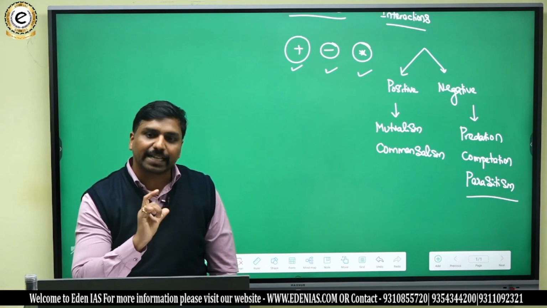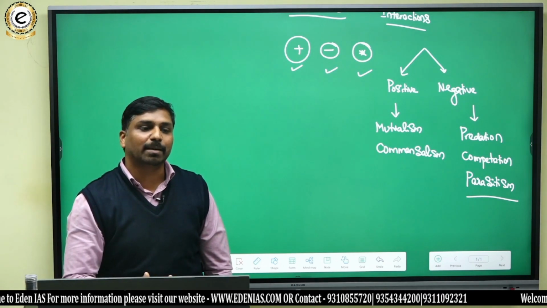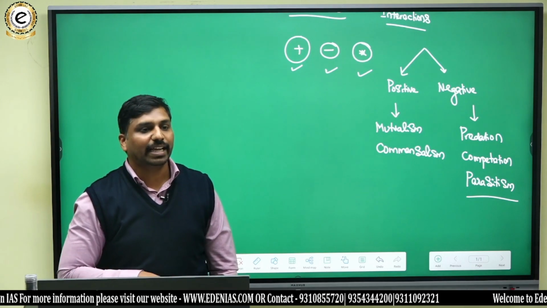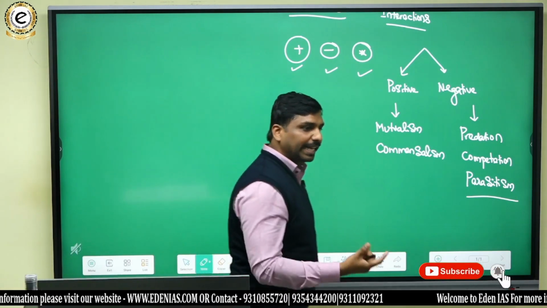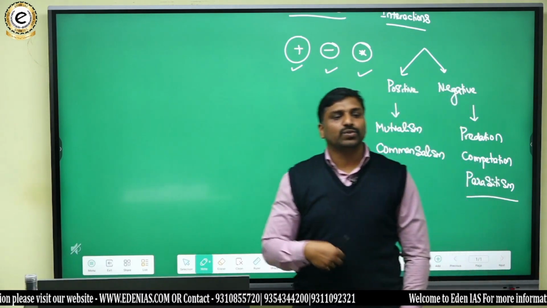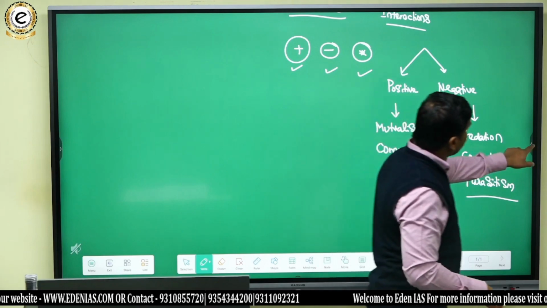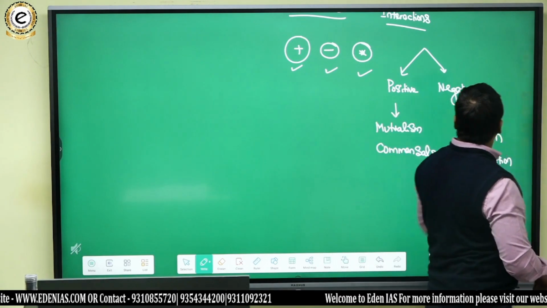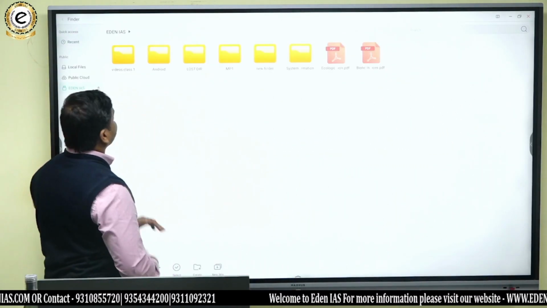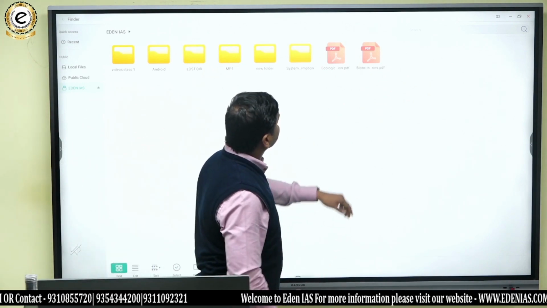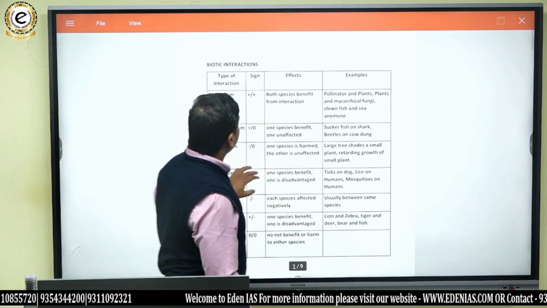So here the parasite will get the nourishment, and sometimes the host would be harmed, and sometimes the host will not be harmed. Okay, most probably the host would be harmed. Parasite will get its benefit. So these are the basic types of interactions. So let's try to see them.